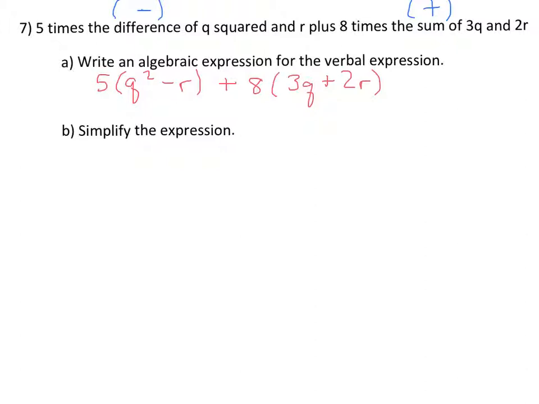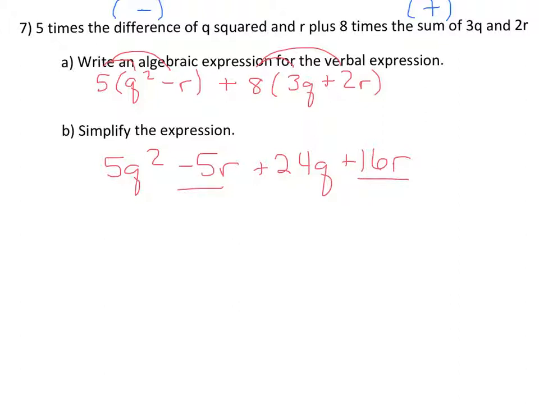All right, so I'm going to start by distributing both parts on the 5 here, and then I'm going to distribute the 8 to both parts. So I have 5q squared minus 5r plus 24q plus 16r. And so what I'm looking for are like terms. Well, in this case, the r's are my only like terms. I can't put that q squared and q together because those have different exponents, okay? So I'm going to have 5q squared plus 24q, and then I'm going to combine negative 5 and 16 and get 11r.